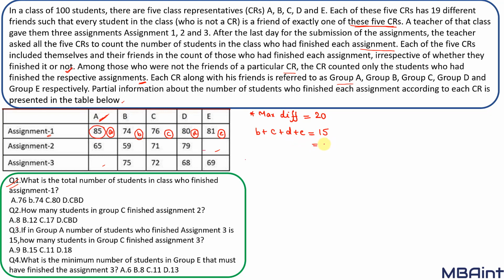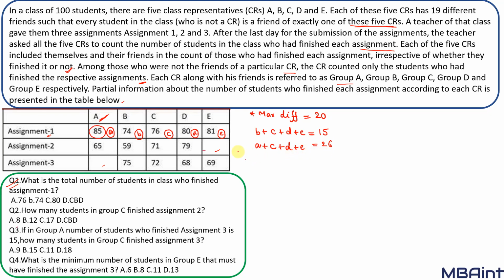74 means 100 minus 74, that makes it 26, and this would include all the students who have not completed the assignment, that is A plus C plus D plus E, because he will count all the students of his group, and he will not count all the students from the other group. That would make it A plus C plus D plus E equals 26.